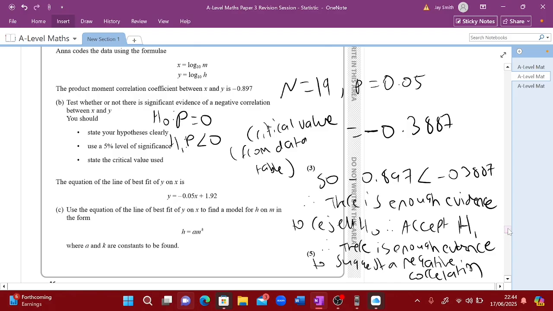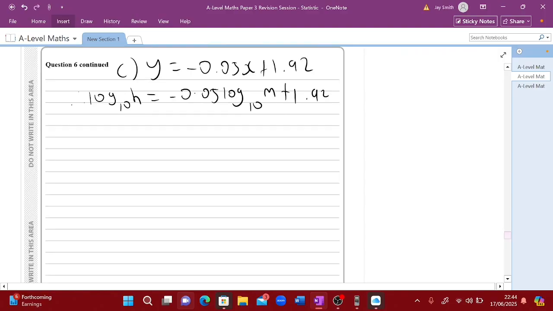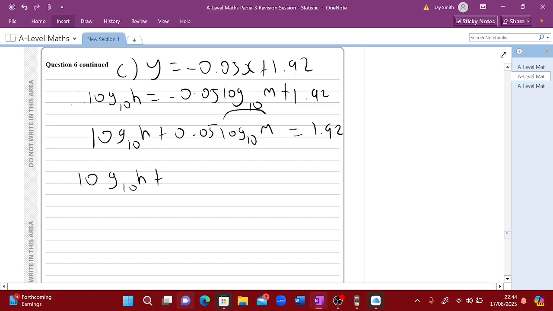Okay, but now we've got h and m's, now we just need to rearrange. And we're going to use our logarithms, right? I think the best way to do this is to bring all the logs together, so it's kind of like solving a log equation. So log 10 of h add 0.05 log 10 of m is equal to 1.92. But we can't bring the logs together just yet because we have this coefficient in the front. So we're going to bring it in as a power. Remember the log rule, log a to the n is n log a. So we're doing it in reverse this time. That'd be log 10 of m to the 0.05 equals 1.92.